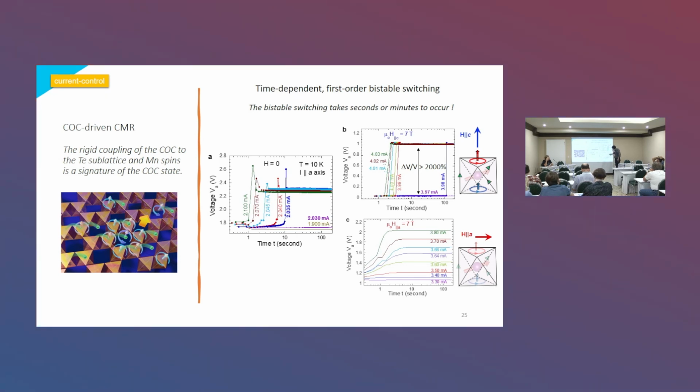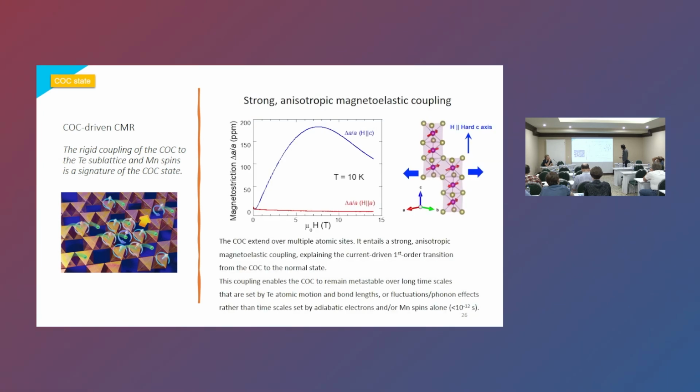But if you apply a magnetic field along the A-axis, which is perpendicular to the C-axis orbital moment, that destroys the loop current state. So there are lots of arguments. One last slide that I want to show here is why it takes so long for the switching to happen.